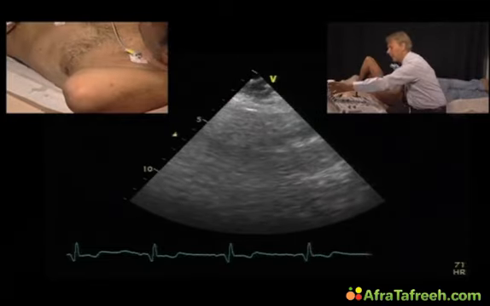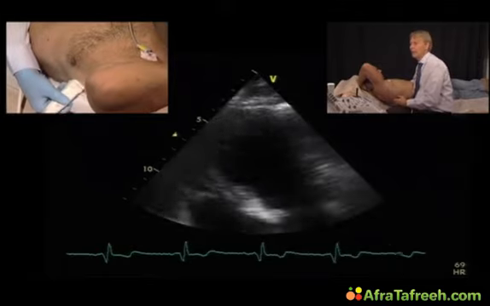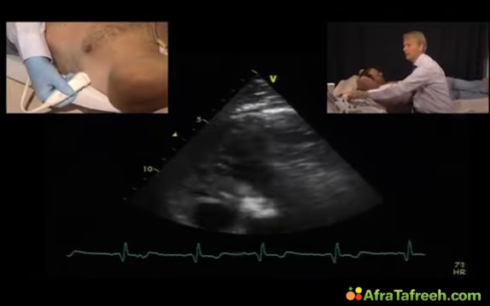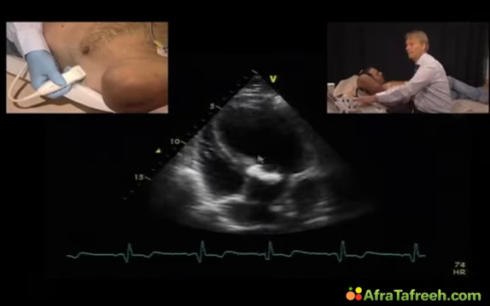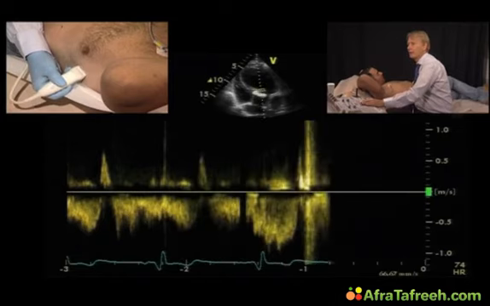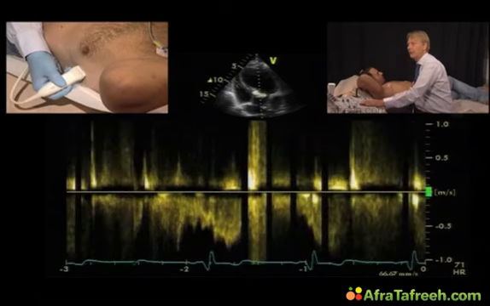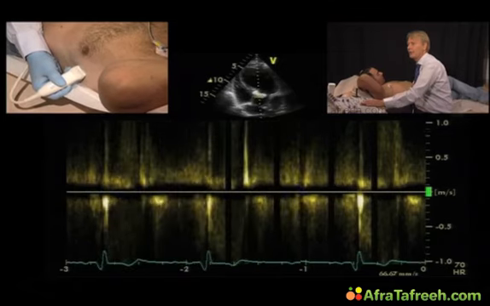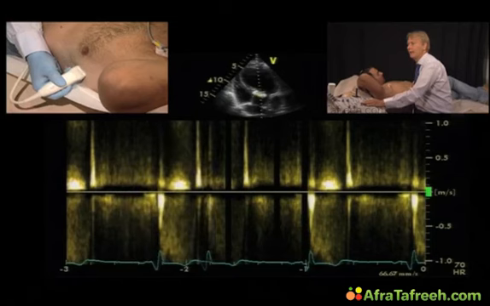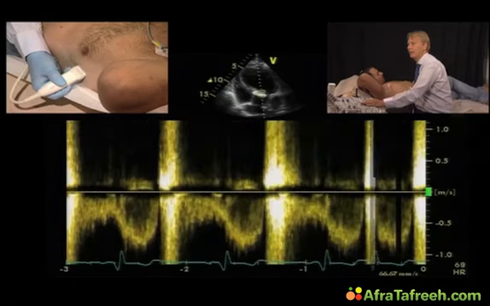To measure the LVOT velocity, we use a parasternal 5-chamber view. Again, we place the sample volume in the region of the LVOT. And then we slowly move the sample volume down into the valve. And you will see that we get a much higher velocity within the valve. That's the stenosis. And then we move back to the point where the velocity is again not as high.